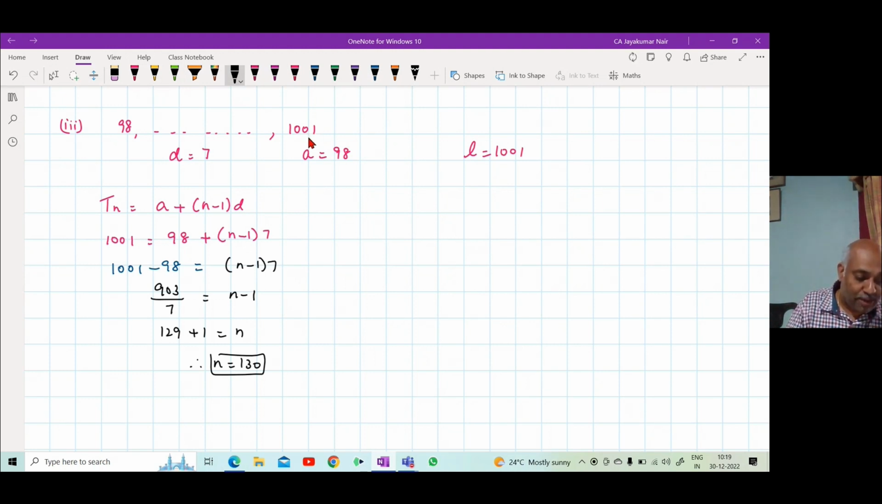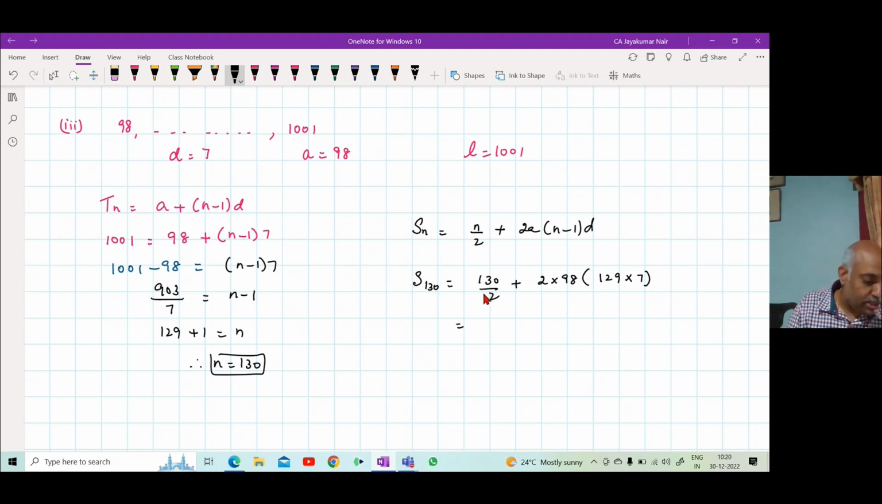But now you have to find out the sum of 130 terms. Sn is equal to n over 2 into 2a plus n minus 1 into d. This is the formula to find the sum of n terms of an AP. So the sum of 130 terms of the AP is 130 over 2 into 2 times the first term, which is 98, plus 130 minus 1, which is 129, into the common difference, which is 7.